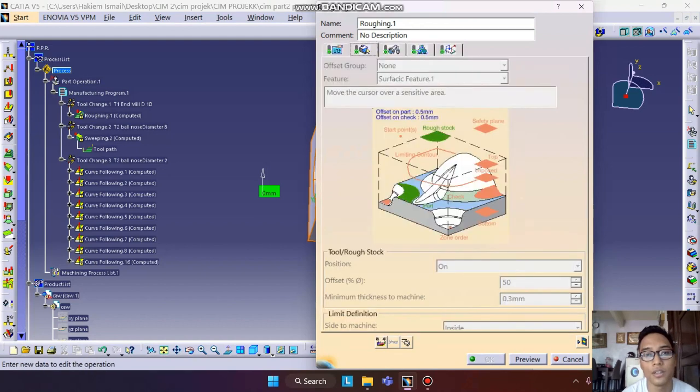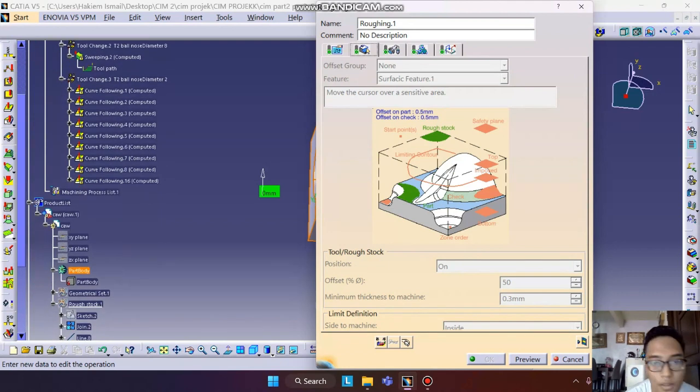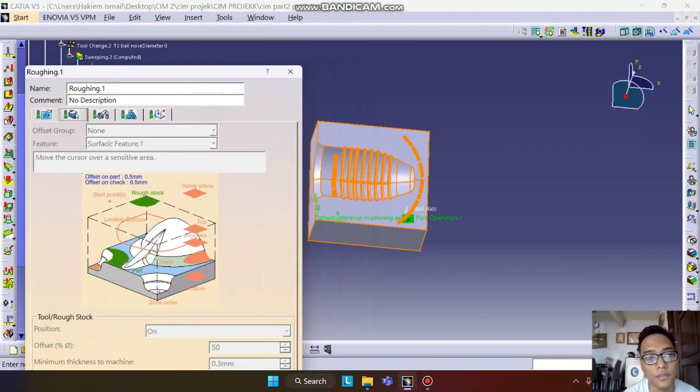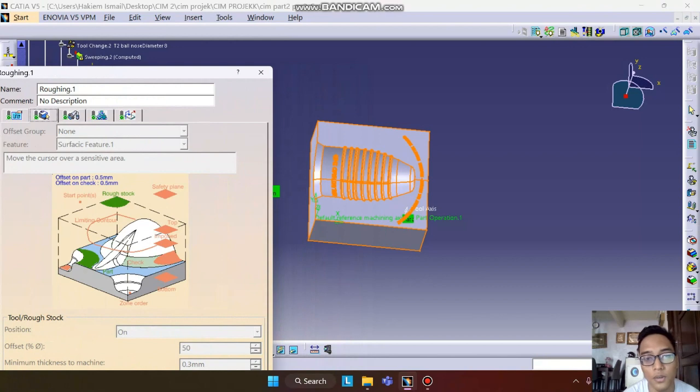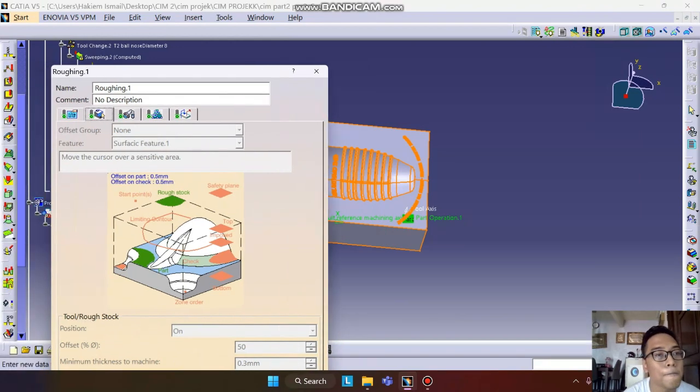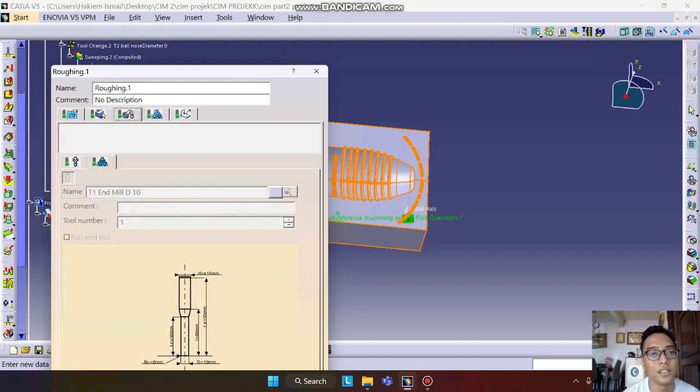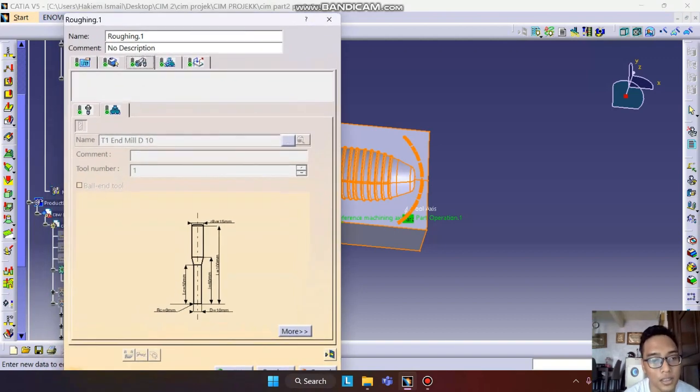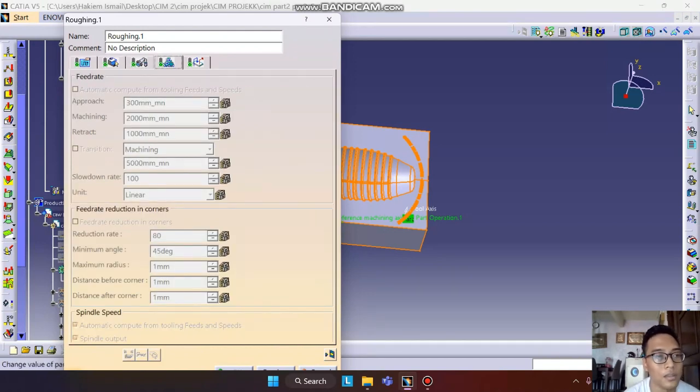And for the second column, we select rough stock and also part, which is rough stock has been selected here, and the part, also the part body, to create the component inside this component. Okay, number 3 is the tools. We have set the diameter of 10, and the machining has been set to 2000 millimeter.